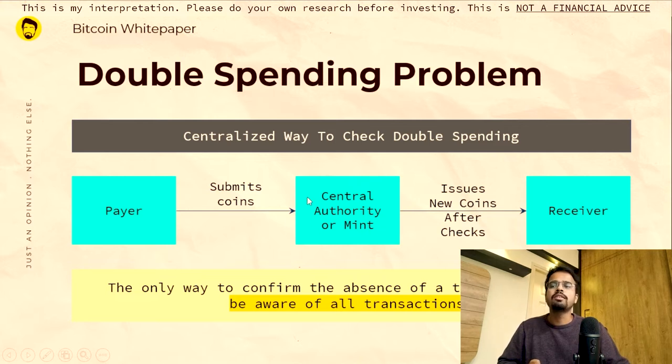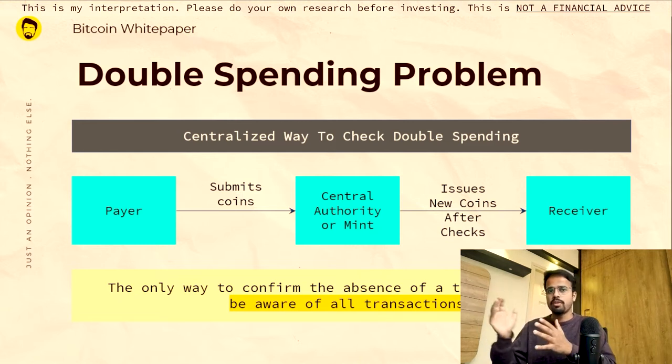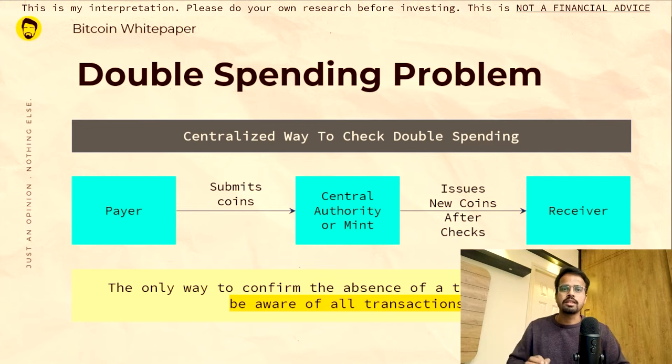The central authority has the entire ledger, the entire list of transactions which have happened at any time, because anyone is submitting coins to them and everyone is getting coins from them. So they have the number of coins which were inputs and the number of coins which were outputs. This is the only way to confirm the absence of a transaction. The only way to confirm the absence of a transaction is to be aware of all transactions. Correct. If you want to make sure that all of the transactions are safe and secure, you need to make sure that you know all of the transactions.